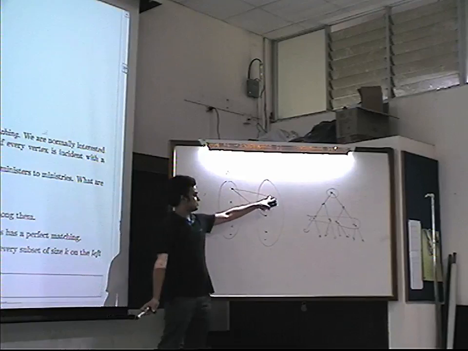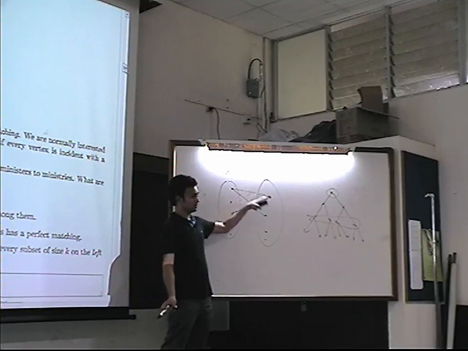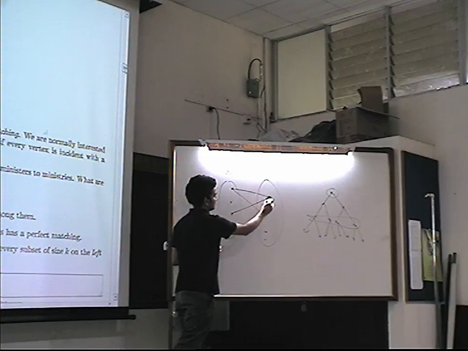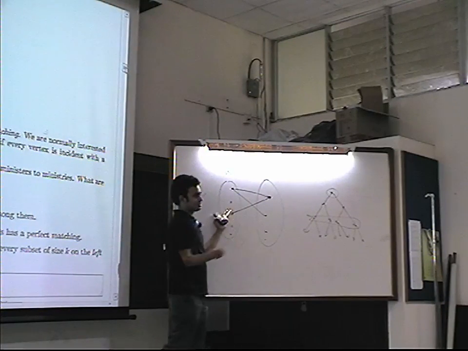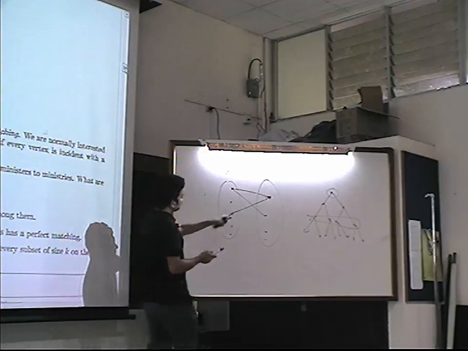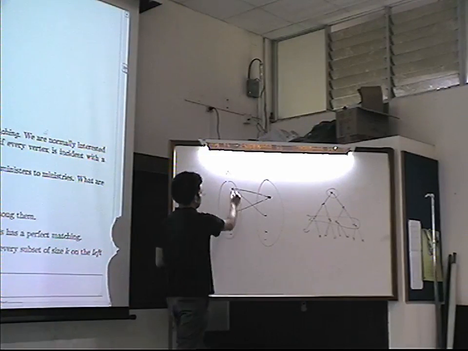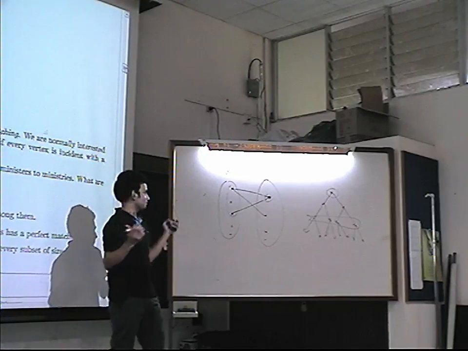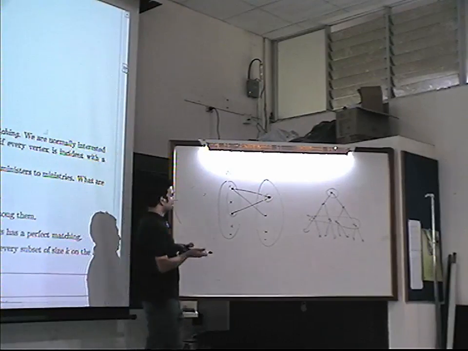Because this one you assign either to him or to him. Because he has no other interests, once, let's say, you pick this edge, there's nowhere to go. There's nothing to give to this person. So if two ministers or two vertices over here just touch one vertex over here, you cannot find a perfect matching. Somebody has to be left unmatched.